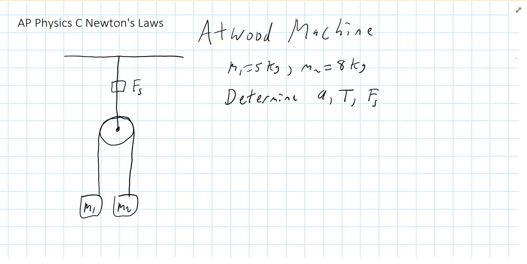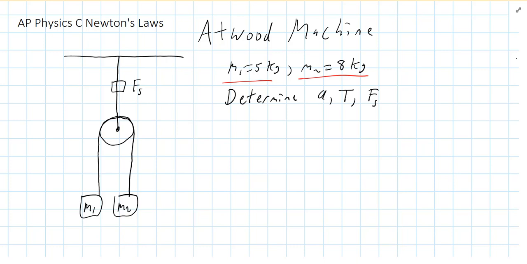Now, before we start doing the problem, some things to think about. Which mass will have the greater acceleration? M1, that's 5 kilograms, or M2, that's 8 kilograms? Trick question. They're attached by a string. They're going to have the same magnitude of acceleration.